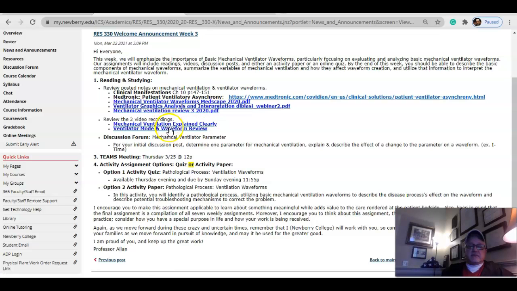You have 2 different videos to watch. You do have a discussion forum where you're going to be identifying one parameter for mechanical ventilation. You're going to explain it, and describe the effect of the change to that one parameter on a particular waveform. And here I give you the example of I time. What would happen to mechanical ventilation if you shortened I time or lengthened I time?